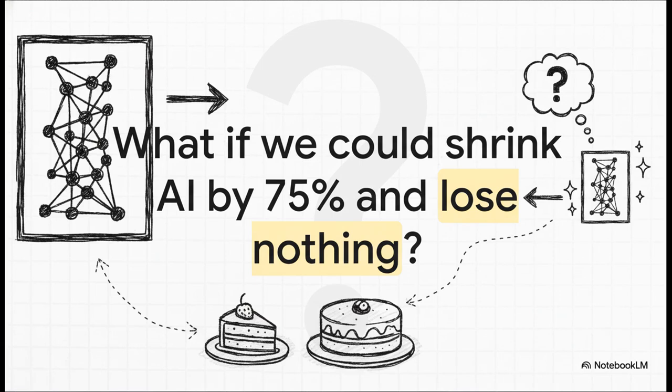So here's the big question. What if you could have your cake and eat it too? What if it were possible to compress these giant models? I mean, slash their memory use by 75% and lose absolutely nothing in performance. It sounds a little too good to be true, doesn't it?